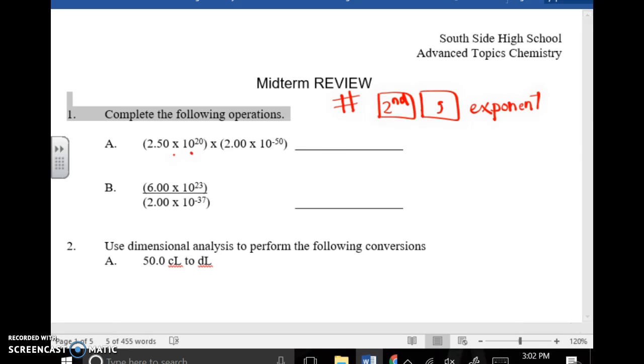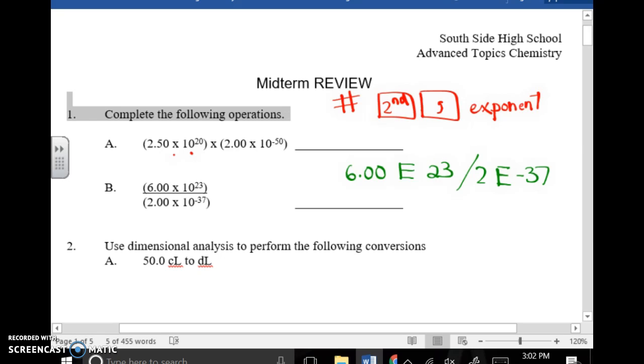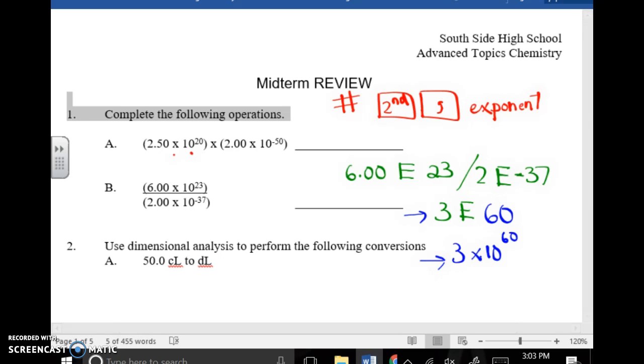1B, 6 times 10 to the 23rd, which appears as 6.00 E23, divided by 2 times 10 to the negative 37, which appears as 2E negative 37. By the way, that's on the subtraction side, that's the negative sign. And we get an answer of 3E60, which really means 3 times 10 to the 60th.